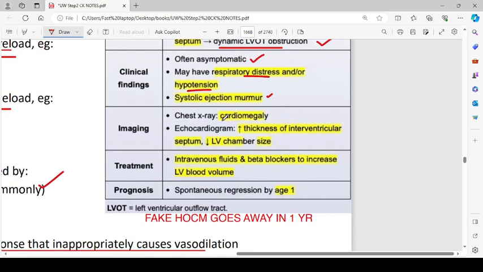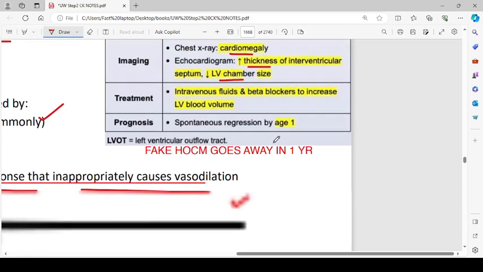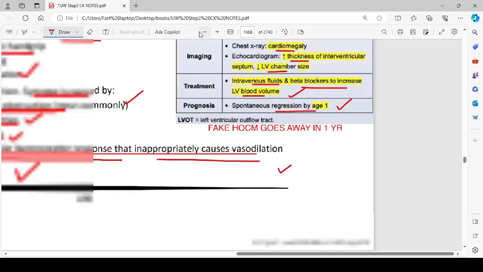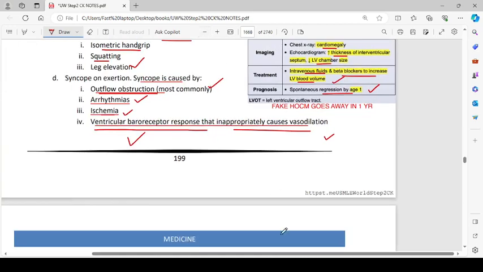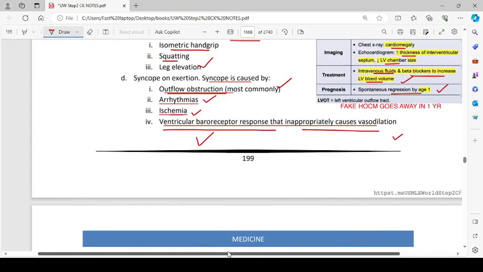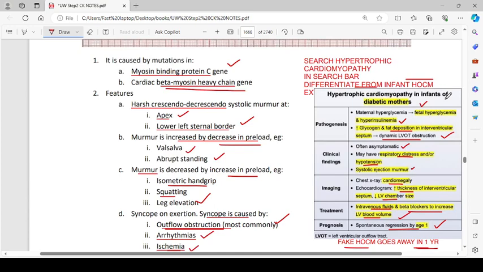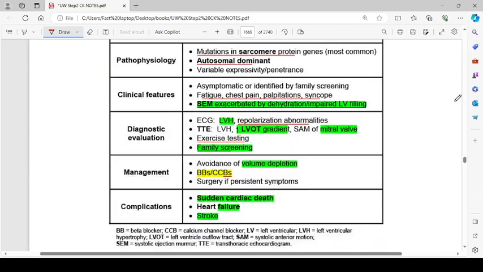Imaging: on chest X-ray there will be cardiomegaly. Echocardiogram will show increased thickness of the interventricular septum and decreased left ventricular chamber size. The treatment is intravenous fluids and beta blockers to increase the left ventricular volume. Prognosis is spontaneous regression by age 1. So this is different from hypertrophic obstructive cardiomyopathy of adults, which is because of a genetic mutation. It is a fake HOCM and goes away in 1 year. So hypertrophic cardiomyopathy in the infants of diabetic mothers is fake HOCM and is going to go away in 1 year.